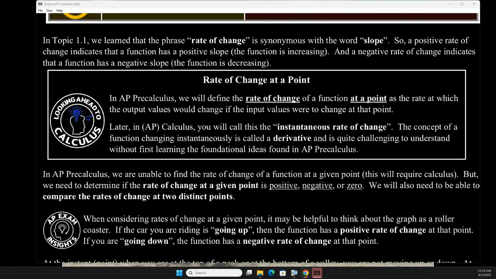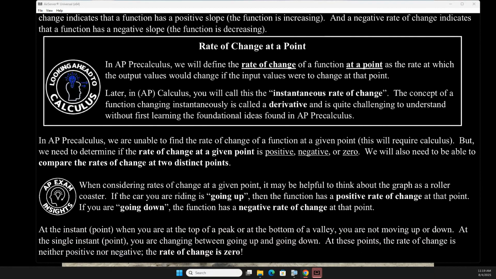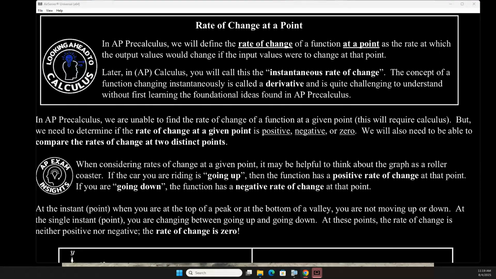Now, we cannot find the rate of change at a point without using calculus, which you are not going to learn any of this year. So we can order the rates of change at a point. We can determine if it's 0 or positive or negative. That's all we're really going to do with it this year. If you take calculus, we'll do tons and tons with it.